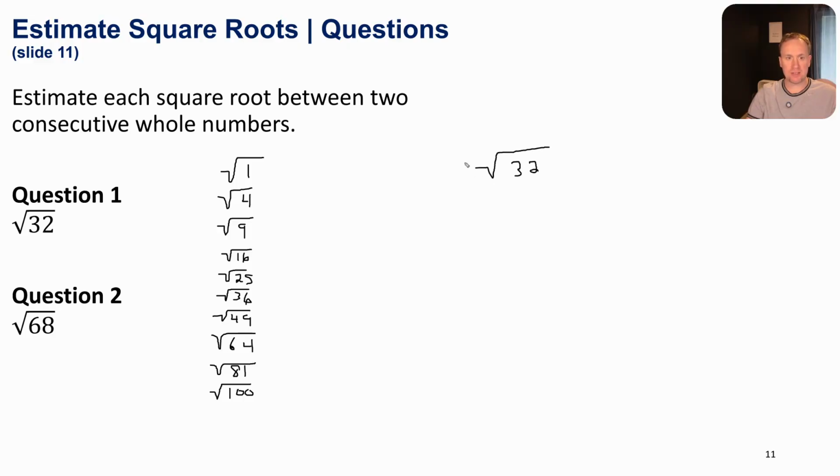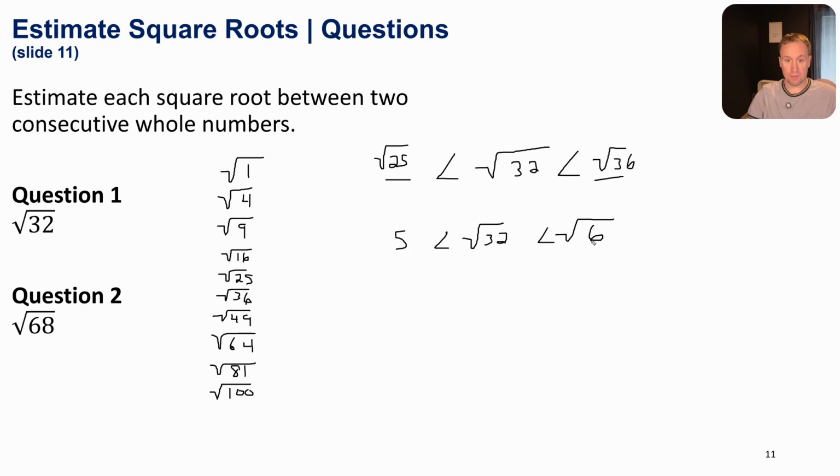And we're basically trying to figure out what perfect square is less than 32 and what perfect square is bigger than 32. So if I look at the listing here, I see that square root of 32 is going to fall in between the square root of 25 and the square root of 36. In other words, if I actually took the square root of 25 and 36, I'm going to get a whole number 5 and a whole number 6.